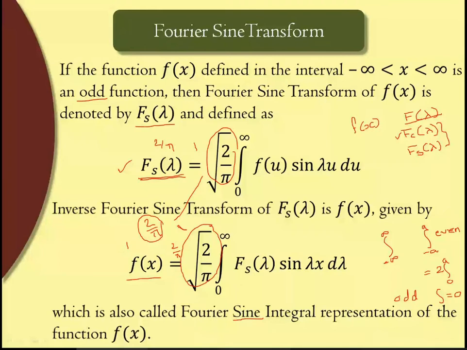So don't get confused if you see different formulas in different books. The only thing you have to remember is that the product of these coefficients must be 2 by pi. It may be 1 and 2 by pi, or 2 by pi and 1, or 1 and 1, or square root of 2 by pi and square root of 2 by pi. Okay, ultimately, when we use both these formulas, at the end it will give us the same answer.